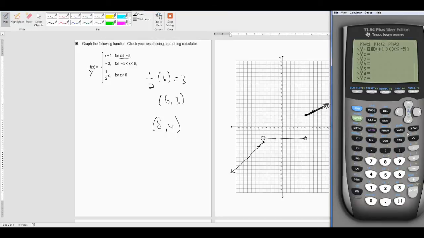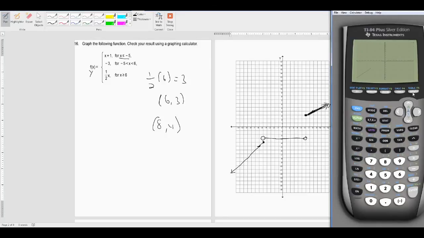So here's what I did. I'm going to do it again. I'm going to put the x plus 1 in parentheses. X plus 1. And I'm going to put the domain restriction in parentheses also. X. And that inequality is in the test key, which is above the math. So let's hit second math, and then number 6, and then type in the negative 5, close it, and just hit graph. And you'll see that part right there.